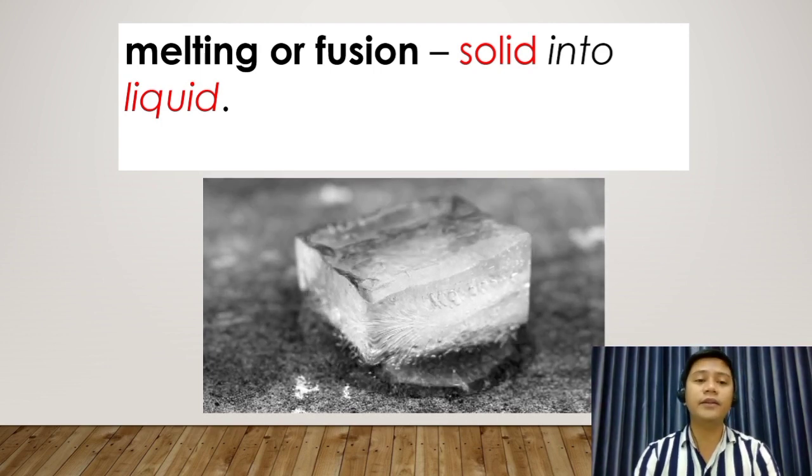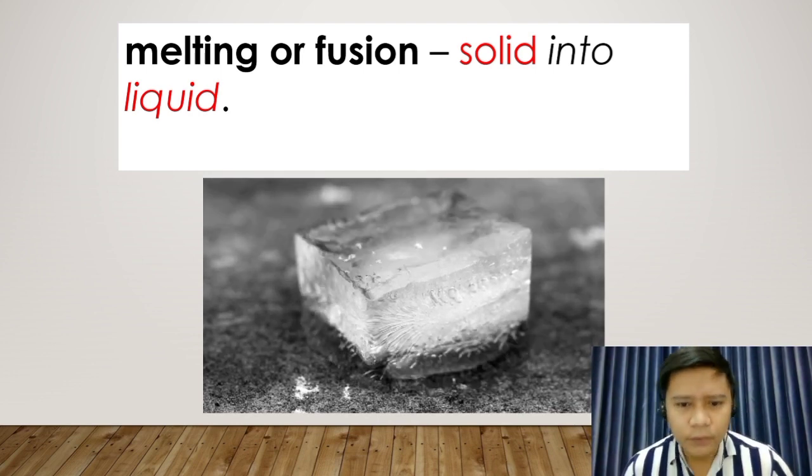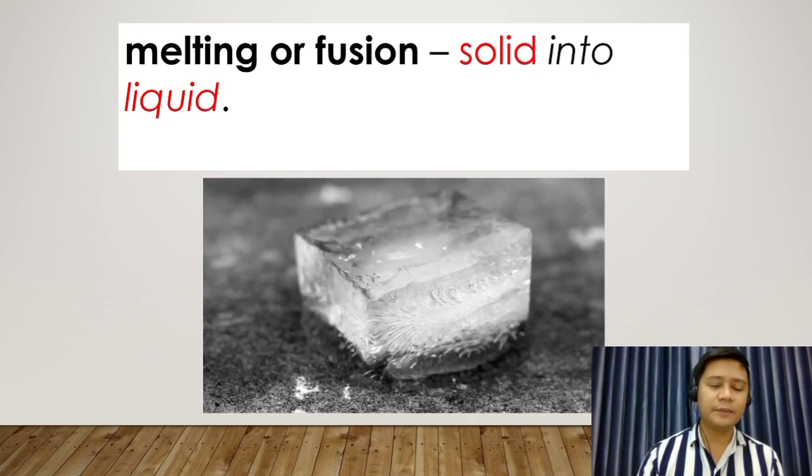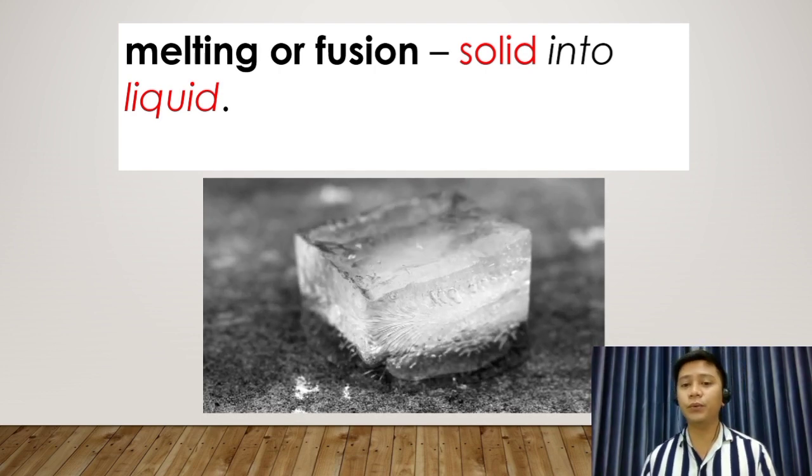Very good. Now first, can you spell melting? Start with letter M-E-L-T-I-N-G and then or fusion. How about fusion? Can you spell fusion? Start with letter F. Very good. F-U-S-I-O-N. Fusion. Very good. When we say melting, this is the best example. An ice when it will become a water. So remember that this physical change is what we call melting. Melting is solid into liquid.